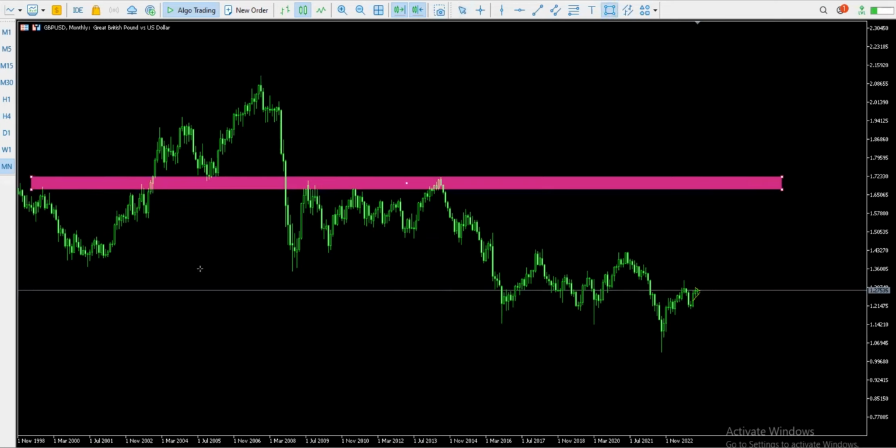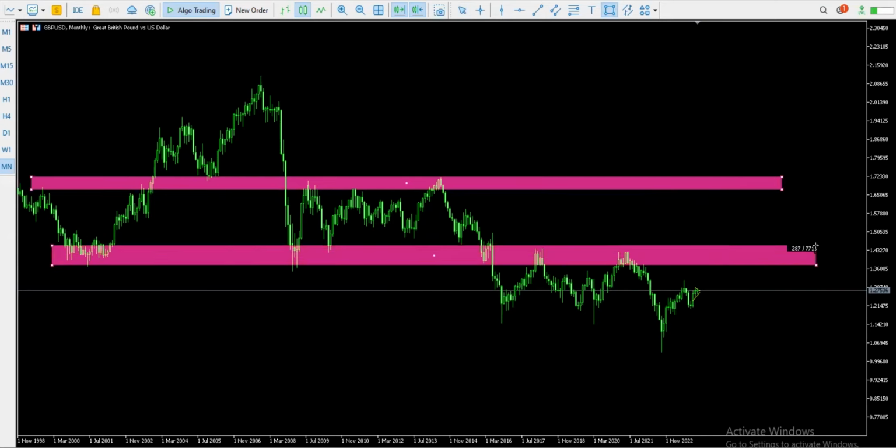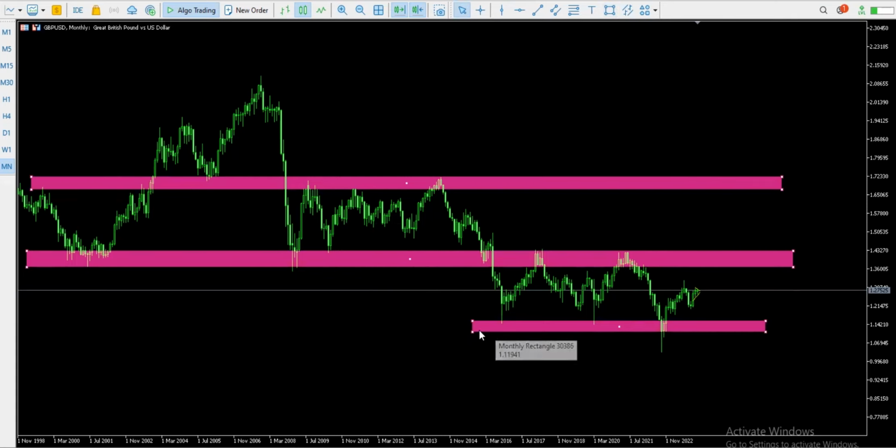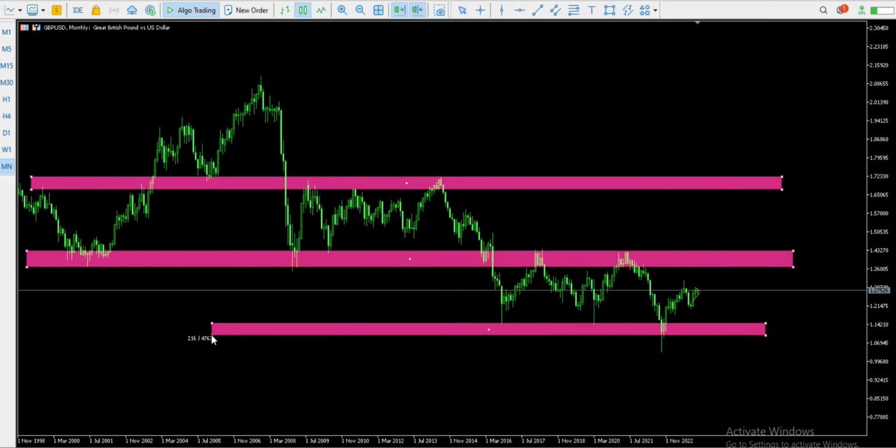Which other key level are we seeing? This one right here. Key level number 2. Which other key level? You can see another key level right at this point. At this point, it passed through and got rejected. If you like, you can draw it. Let it go through the chart.